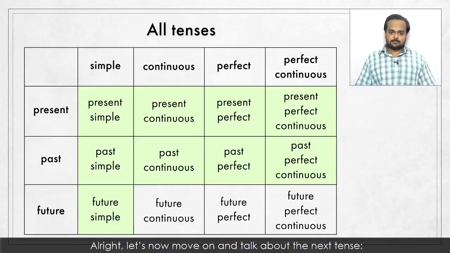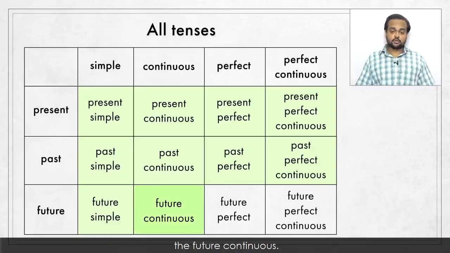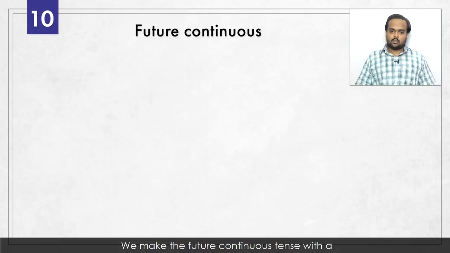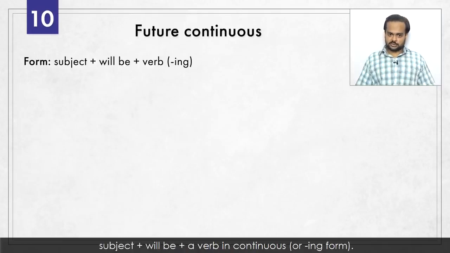All right, let's now move on and talk about the next tense, the future continuous. We make the future continuous tense with a subject plus will be plus a verb in continuous or ing form.